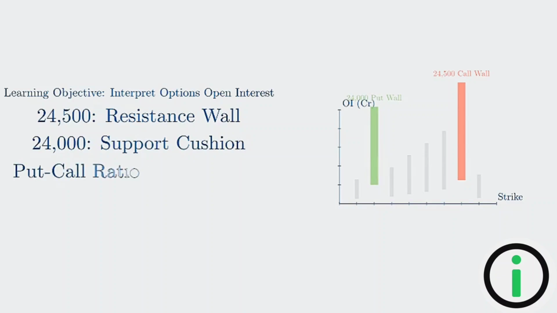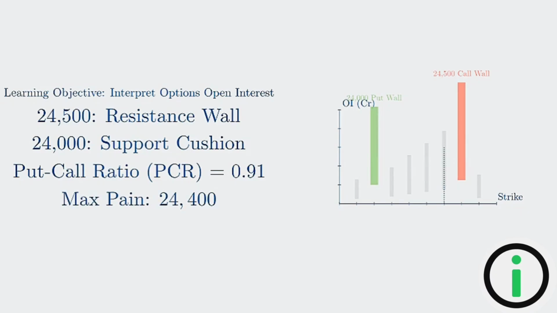The put-call ratio currently stands at 0.91. Since this is slightly below 1, it indicates that more calls are being written than puts, signaling a mildly bearish to neutral market sentiment. Finally, the max pain level is at 24,400. This is the strike price where the most option buyers would lose money. Price is often magnetized toward this level as we approach expiry, which aligns perfectly with our identified pivot zone.